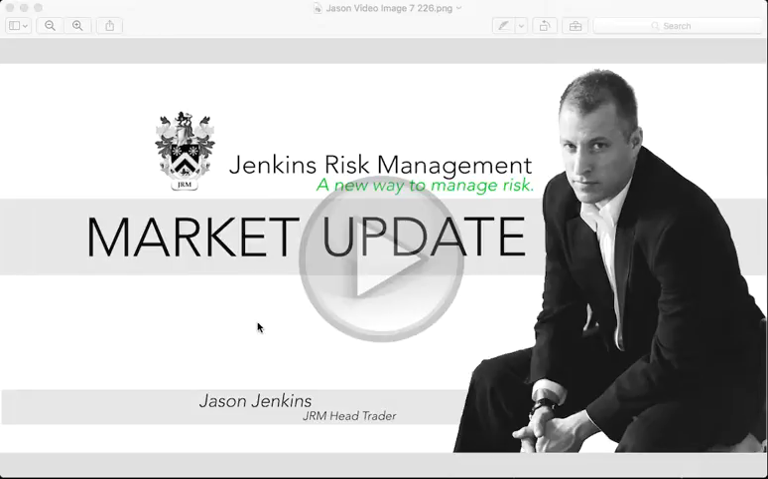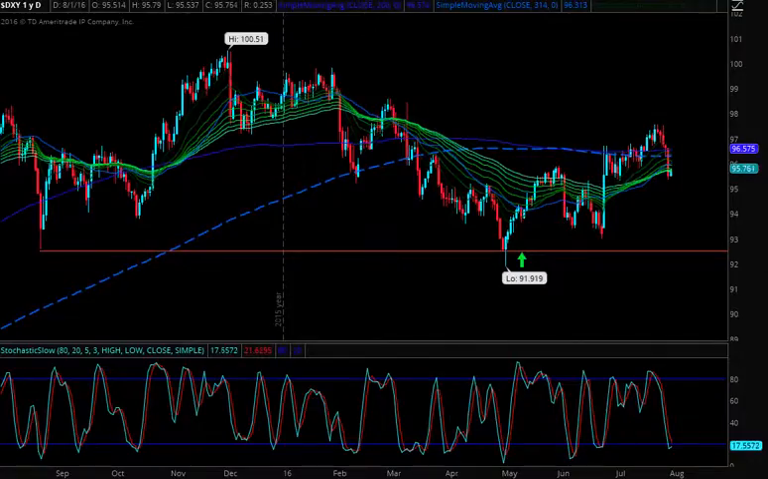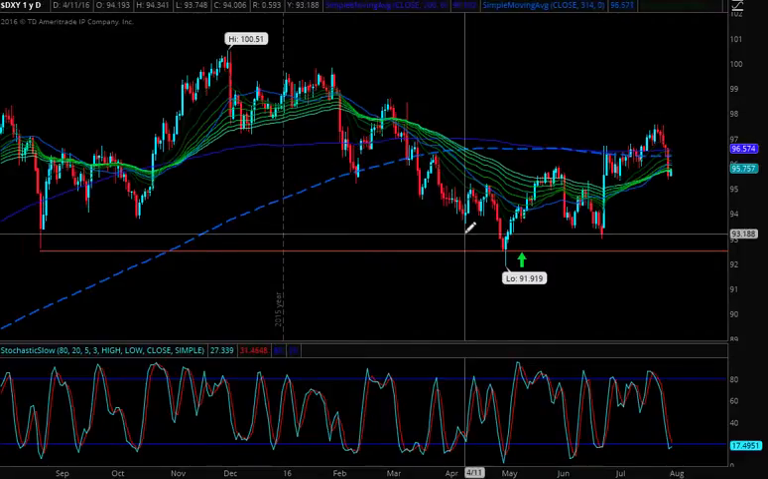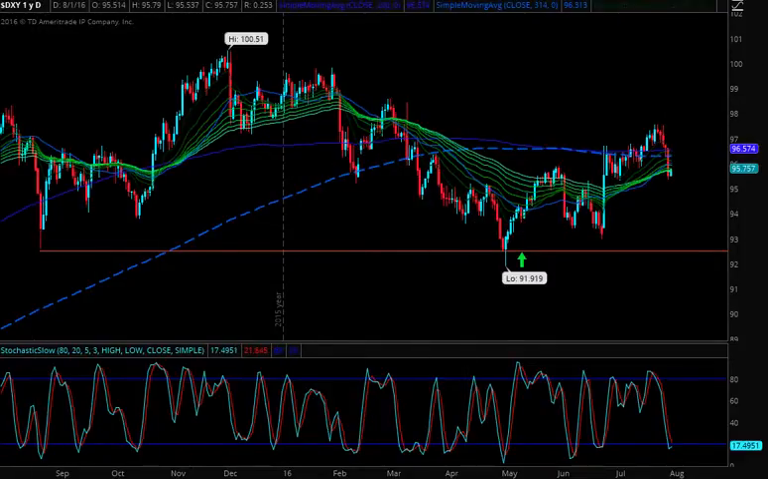So we look at each area of the globe, try to figure out where the capital is flowing, and that's the analysis I'm doing here today mostly. But let's take a quick look at some of the markets at the end of the day. Dollar today really hasn't done much.